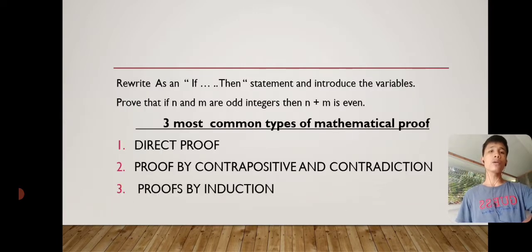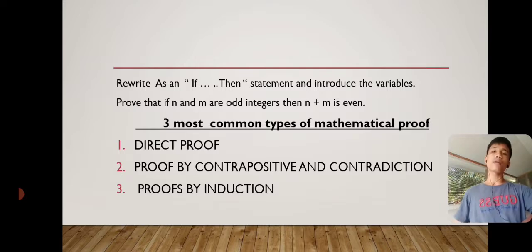Next, we rewrite it as an if-then statement and introduce the variables. Like the example I mentioned earlier: prove that if n and m are odd integers, then n plus m is even. For the example I mentioned earlier, -1 plus -3 is equivalent to -4, which is even.